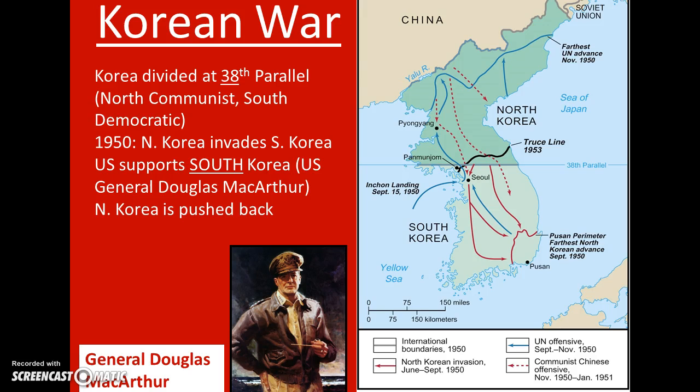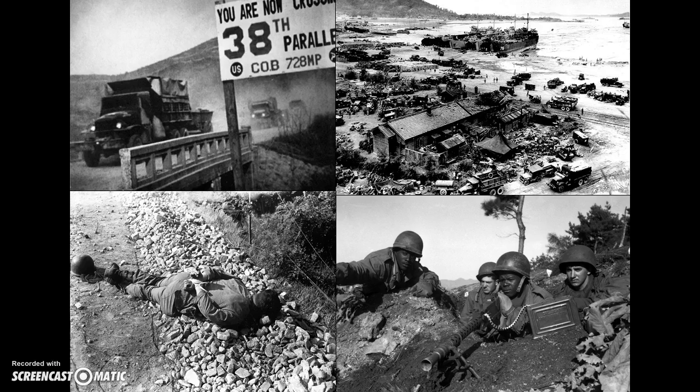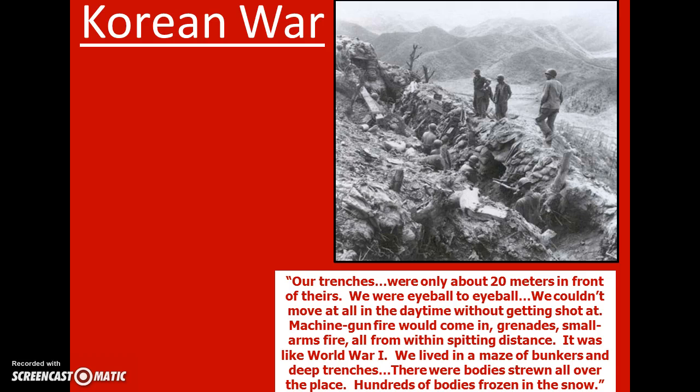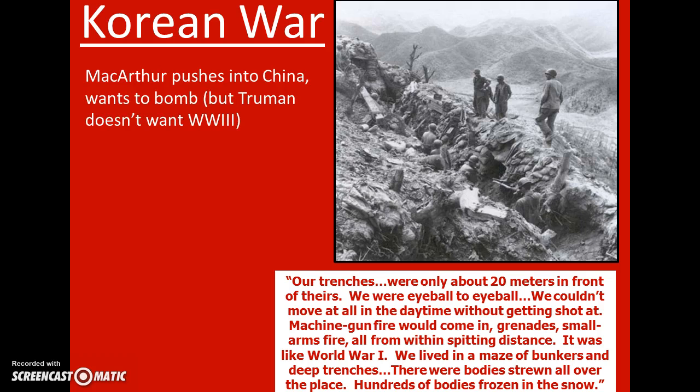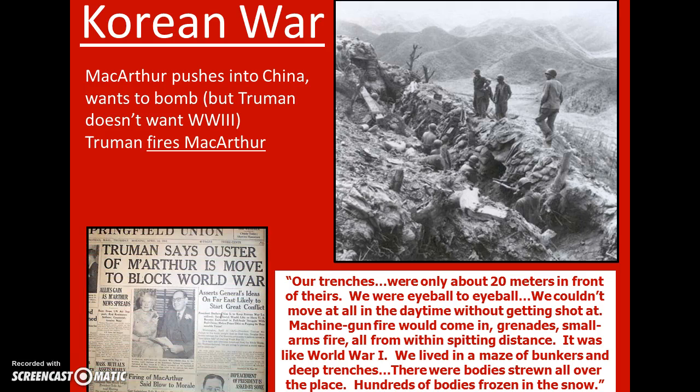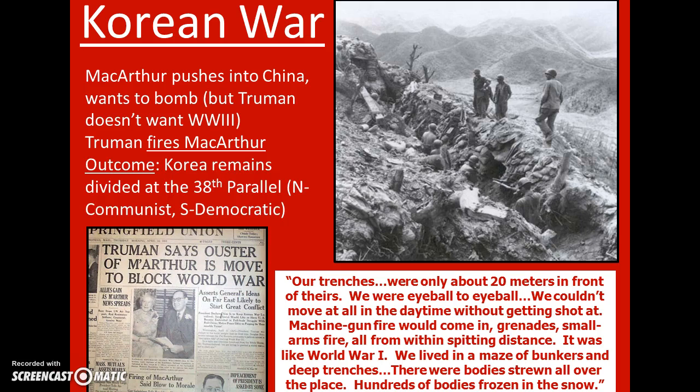North Korea is pushed back until China gets involved, and then the war is at a stalemate. The war would last 3 years. General Douglas MacArthur was eventually fired because he wanted to use the atomic bombs on China. MacArthur did not want World War III, Truman did not want World War III, so he fires MacArthur. The outcome of the war is that Korea remains divided at the 38th parallel, with the North being communist and the South being democratic through today.